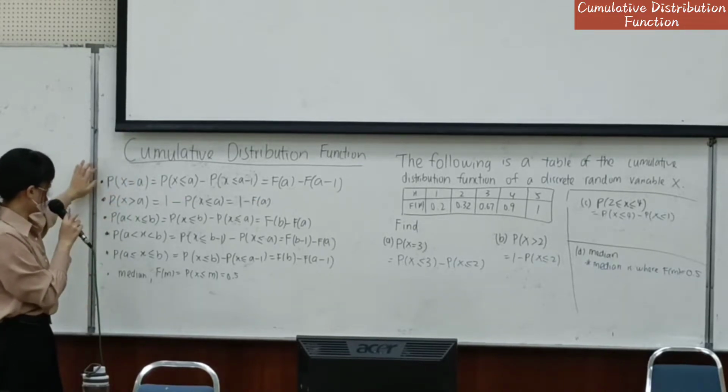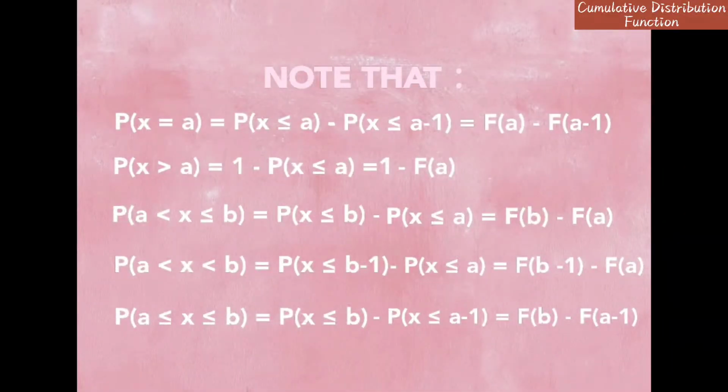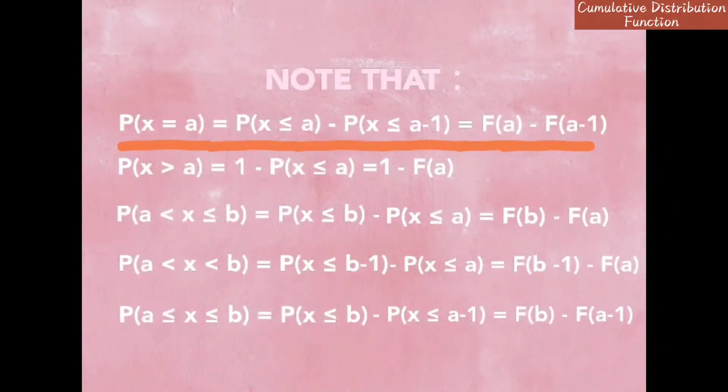So let's move on to the next part, which is the cumulative distribution function. These are the properties you need to know before you attempt the questions. The first one is that P(X=a) is equal to P(X≤a) minus P(X≤a-1), which is equal to F(a) minus F(a-1).